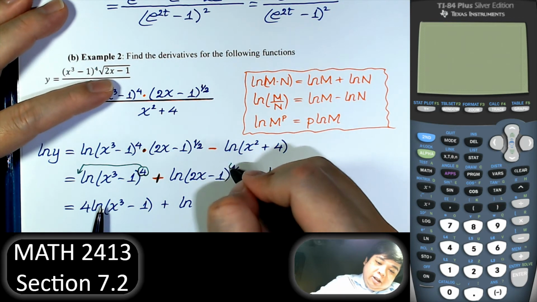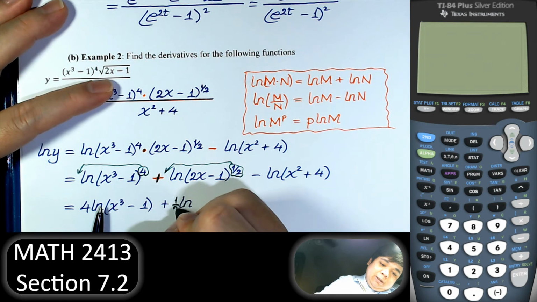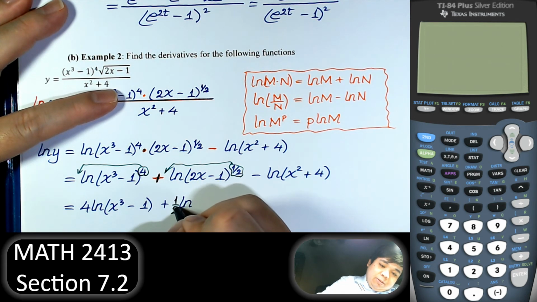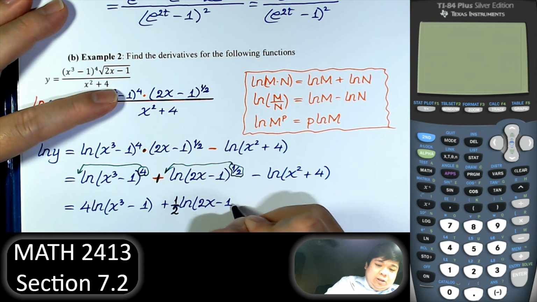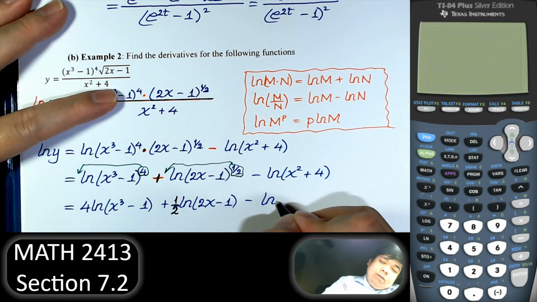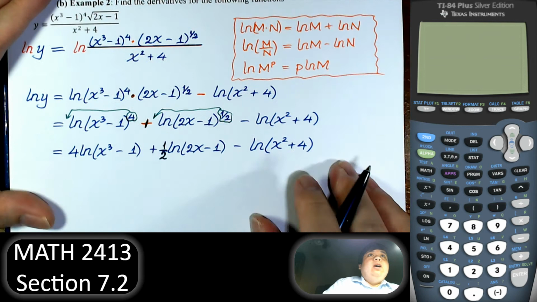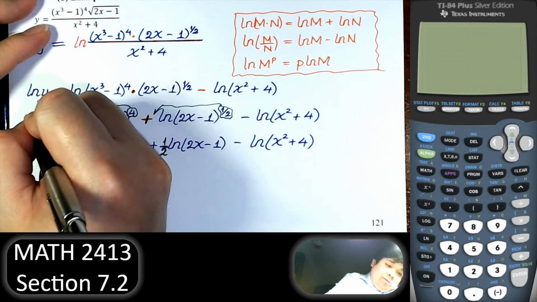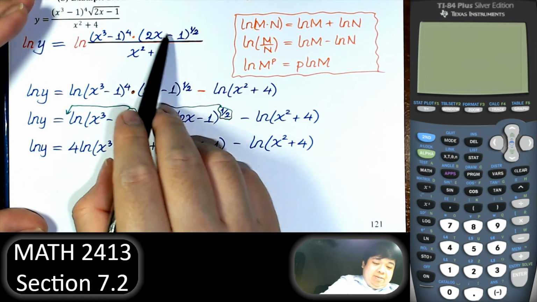Same thing here, right? That is right. 2x minus 1, ln of x squared plus 4. Right. That simplifies a lot. If we have to take the derivative of the right hand side, it will be easy. Much easier than to deal with that directly.